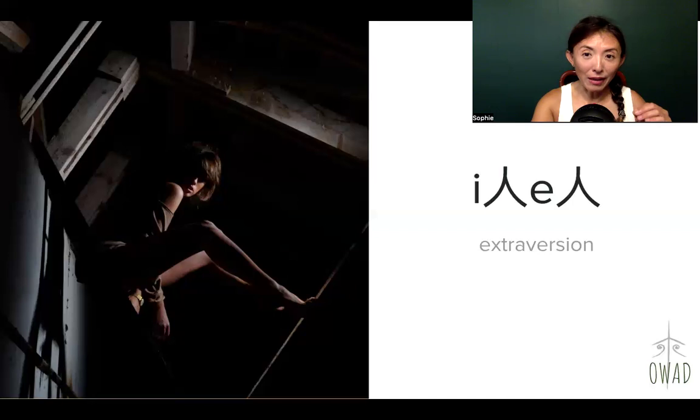But I want to point out that Chinese people, especially the newer generation who are educated in English, comfortably mix English with Chinese. And i人e人 is one such example.